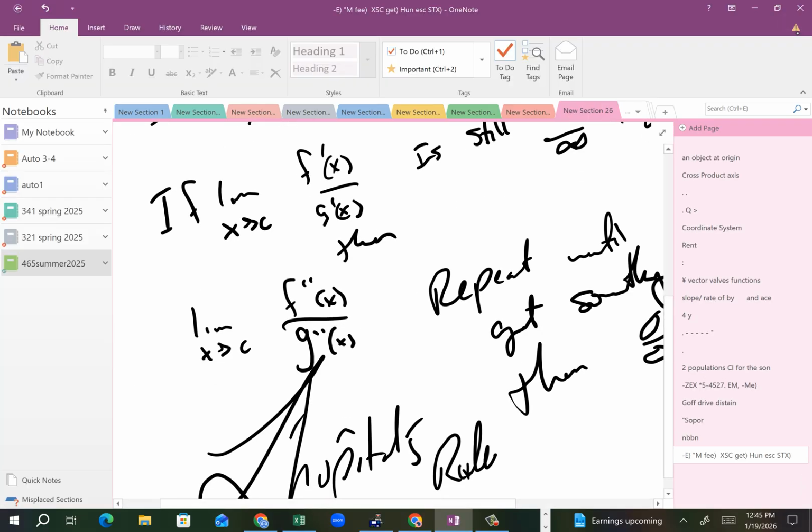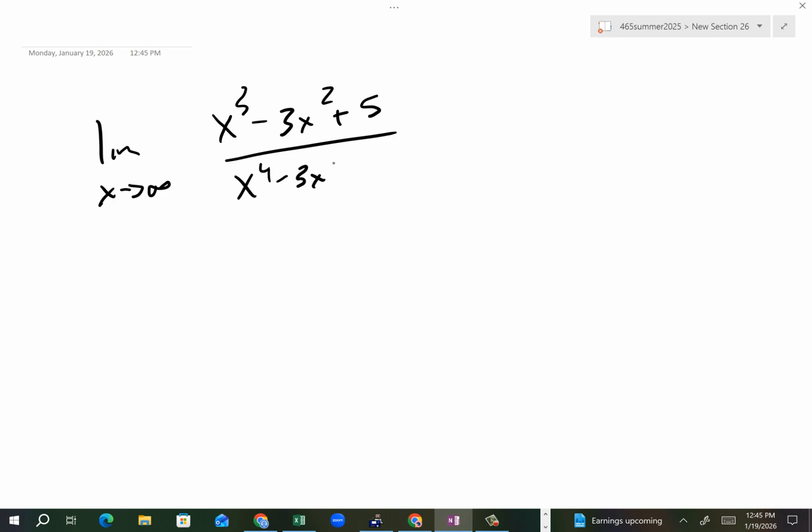Okay, so let's do one here. Nice, easy one. We all know this one. The limit as x approaches infinity of x cubed minus 3x squared plus 5 over x to the 4 minus 3x cubed plus 6. You're like, Groom, I know this is going to 0. I know it's going to 0. Why? Because the bottom has a bigger power of x than the numerator. You're absolutely right. So we know where we're going, but let's watch how L'Hopital works.